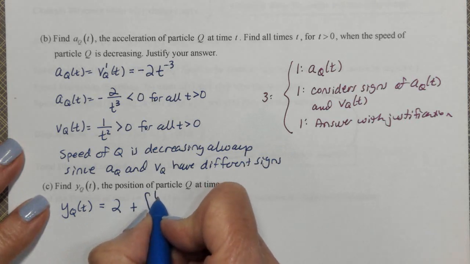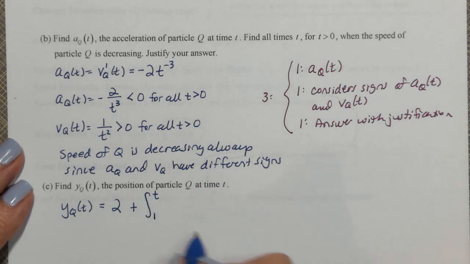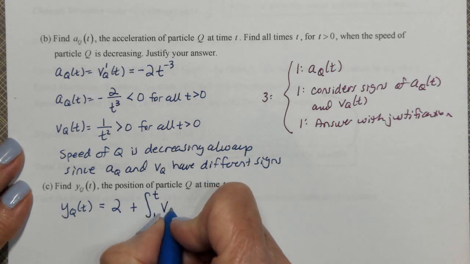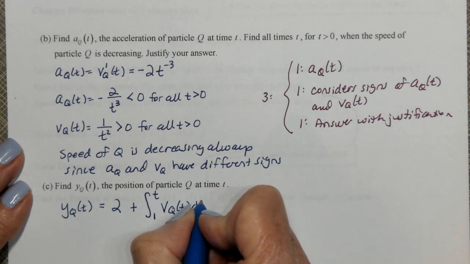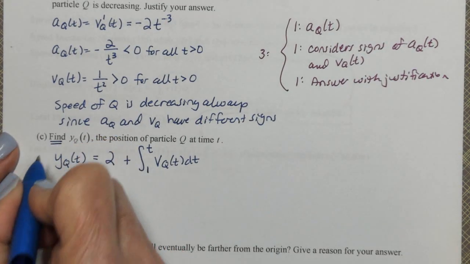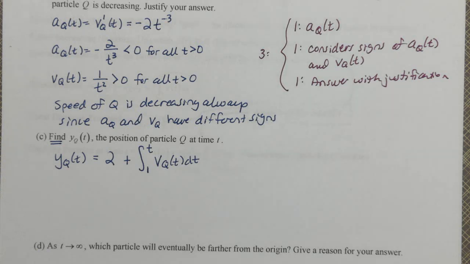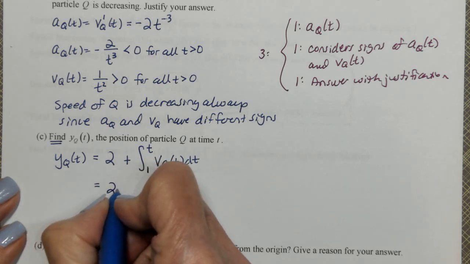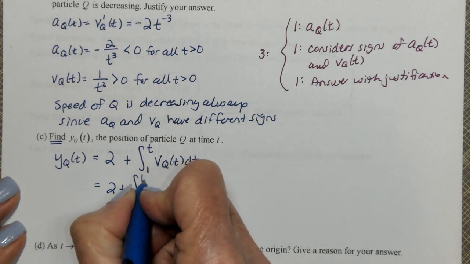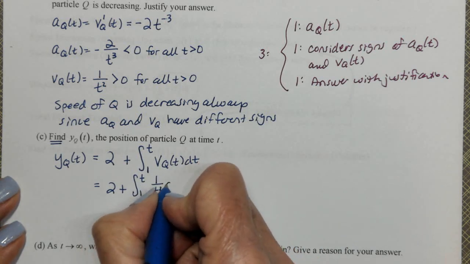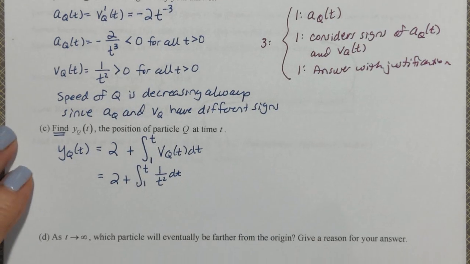The starting position occurred at time 1. We want the ending position to be at any time t, and we have to put velocity in here, because the integral of velocity gives us change in position. So that would be the velocity of q of t. So we need to go ahead and find this. All right, so this will be 2 plus the integral 1 to t of my v sub q, which is 1 over t squared dt. So we need to integrate this.